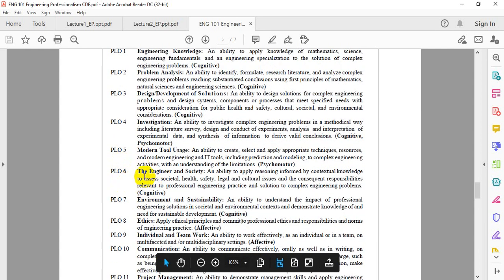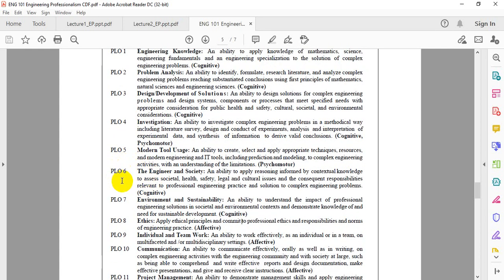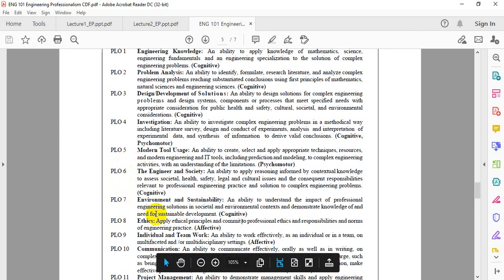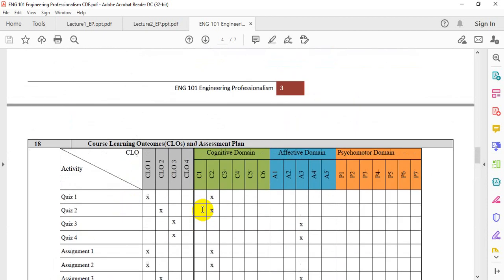And my course, engineering professionalism, is mainly covering PLO 6, 7 and 8, and not many other courses cover these PLOs. So there's a strong percentage of PLO 6, 7 and 8 which is covered in this course. Okay, I hope you understand my point.